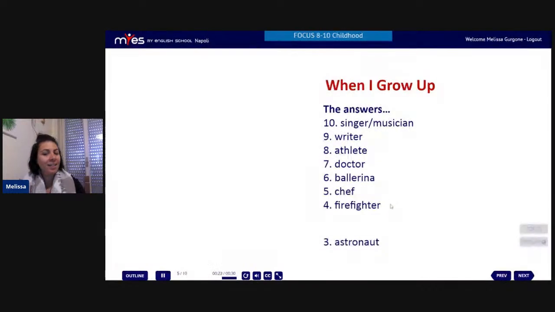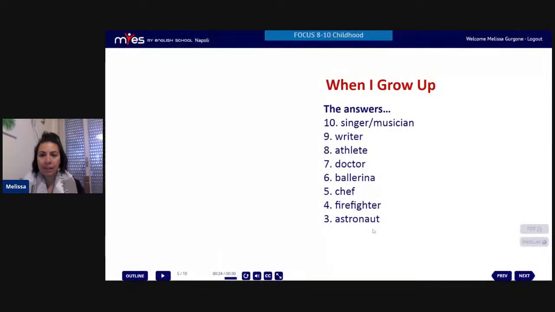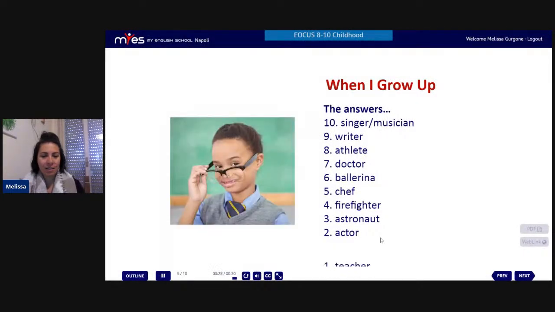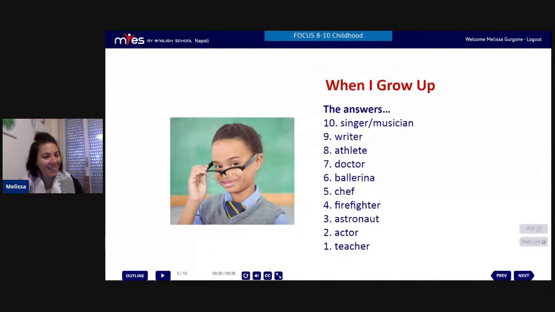Number 3, astronaut. Okay, there's our guess from before. What do we think the top 2 popular jobs are? An actor. Okay. And number 1 is a teacher. Yes, I must say, I was a primary school teacher in Australia. I taught Italian, and a lot of the children wanted to be a teacher when they grow up.